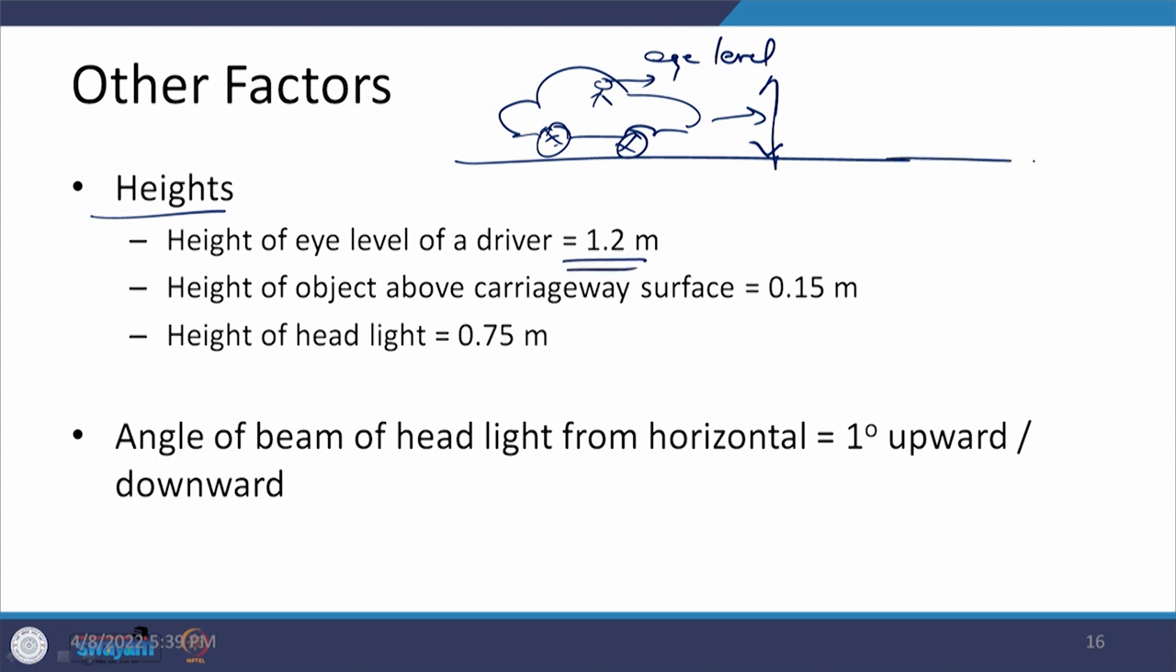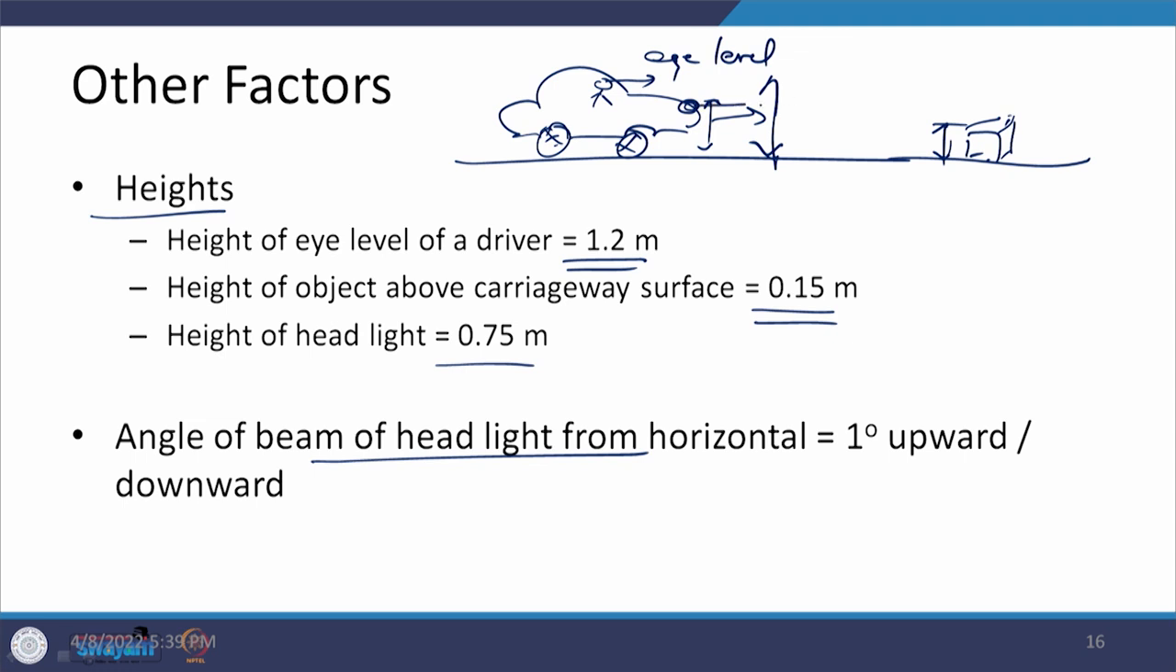If there is an object lying here at some point, then the height of this object is another thing, which is considered as 0.15 meters. The height of the headlight is also considered, and it is taken as 0.75 meters. When we talk about the height of the headlight, we will be talking about the headlight sight distance. Again, the angle of the beam of the headlight is also there, which is treated as 1 degree upwards or downwards.